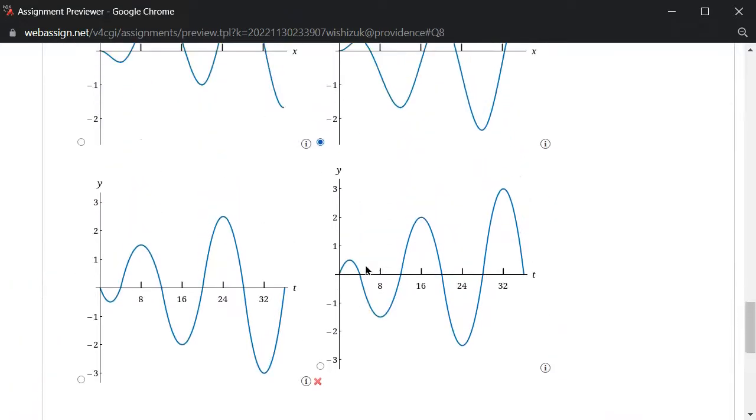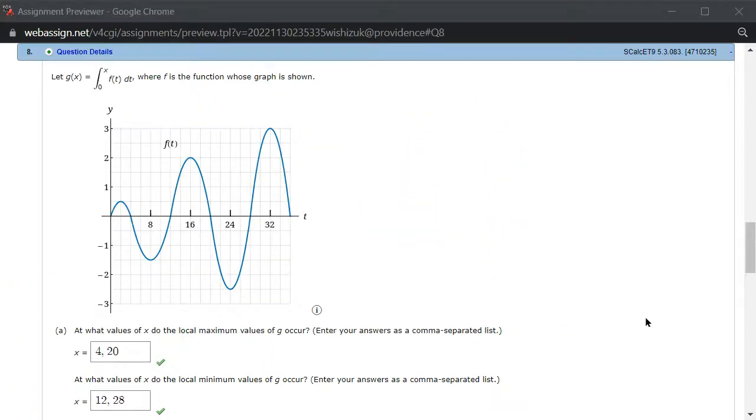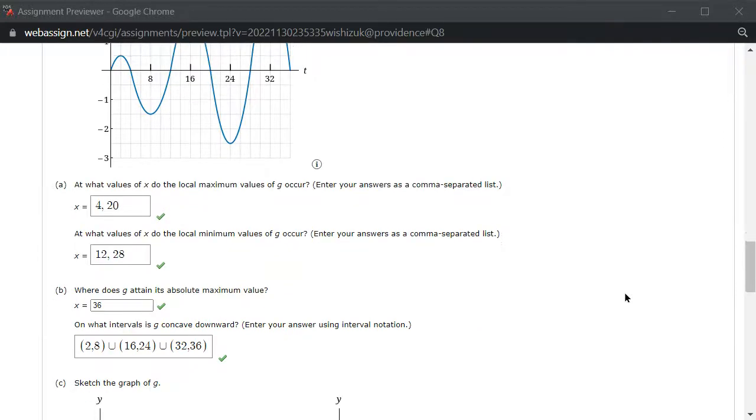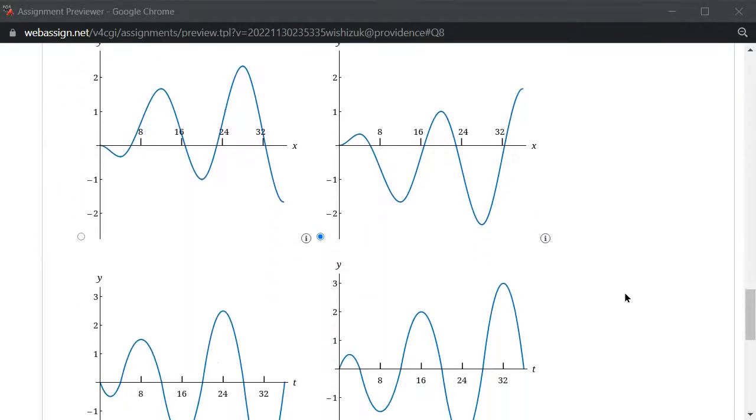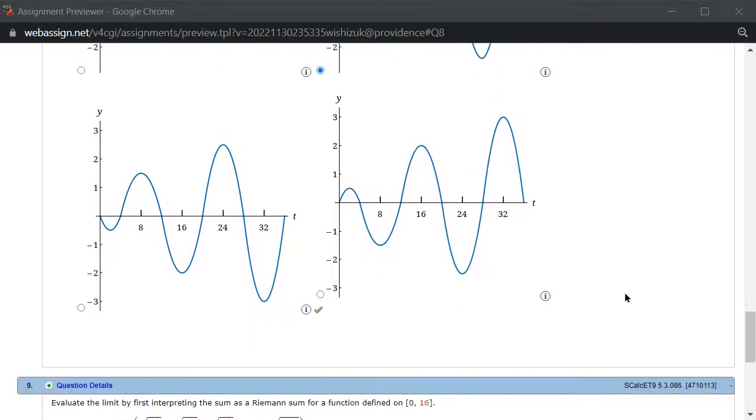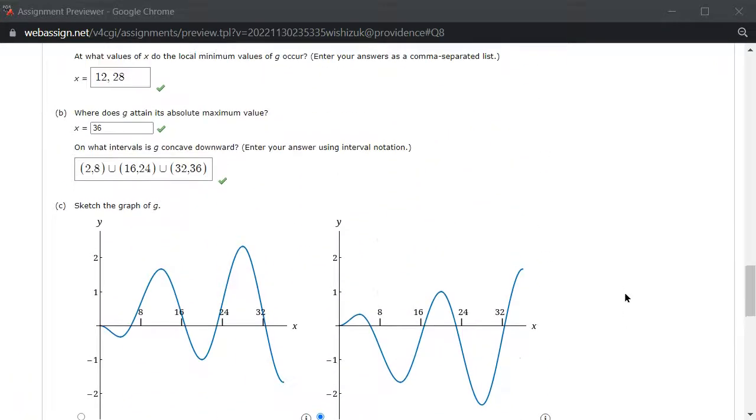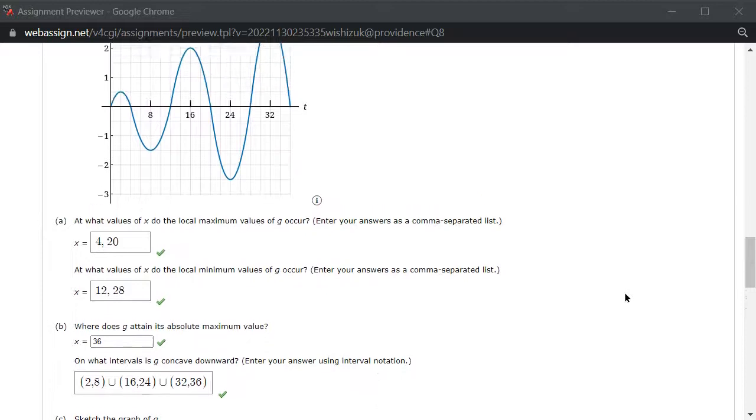Let's check the answer. I came back and it looks like we got part A correct, part B correct, and part C correct. All right, that's it. I hope that this was clear.